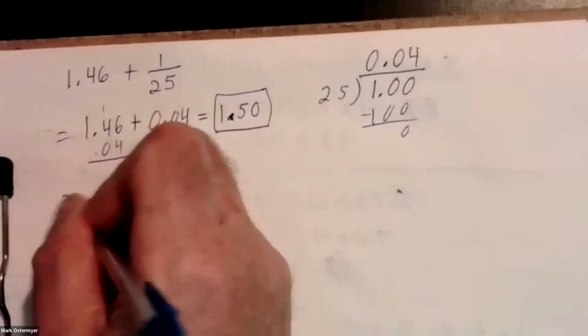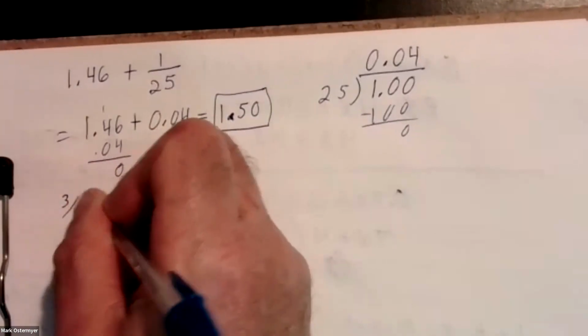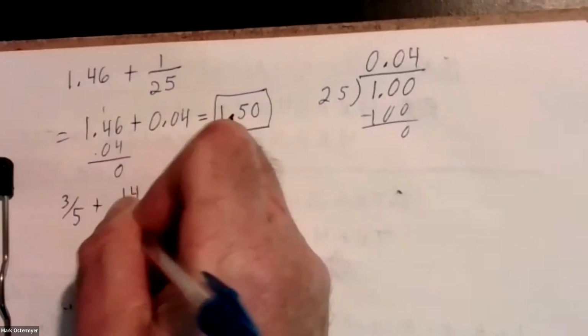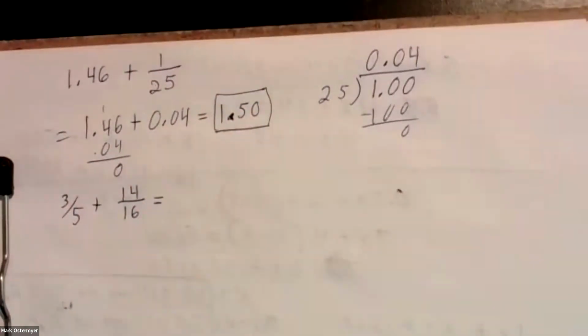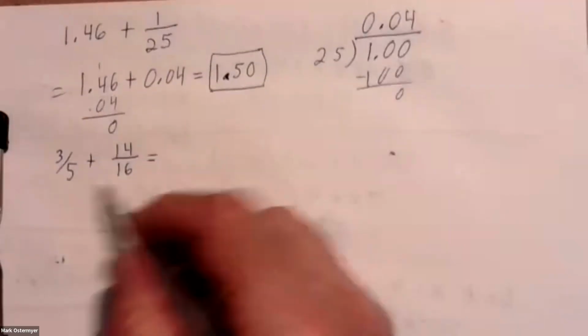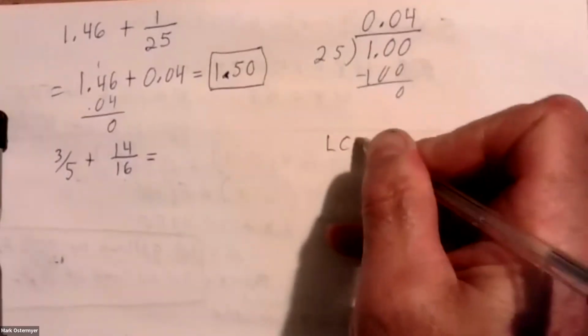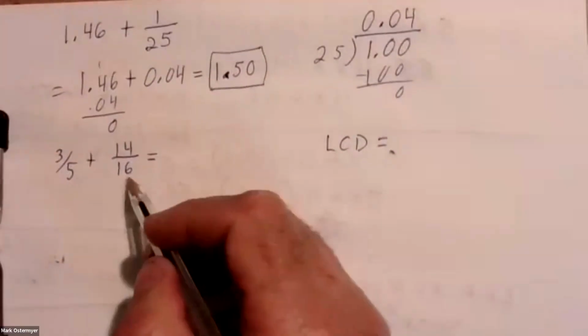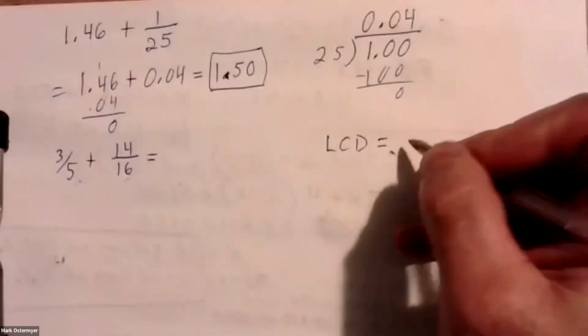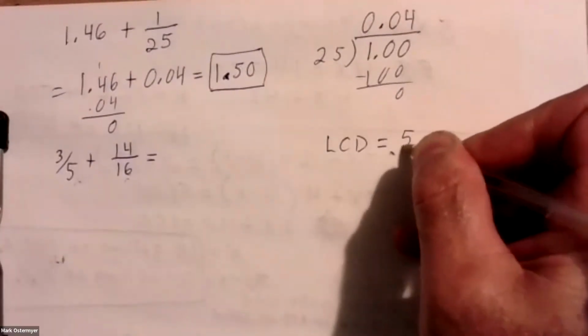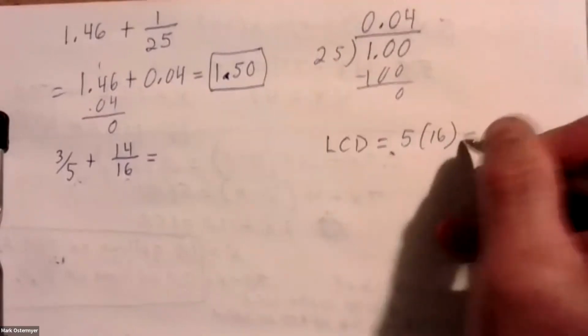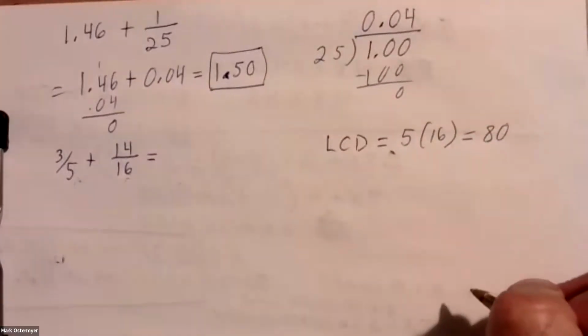And the next one is 3/5 plus 14/16. Well, maybe you want to leave these as fractions, don't we? Yes. What's the common denominator of 5 and 16? The least common denominator of 5 and 16. That's going to be 5 times 16, which is going to be 80. Yes.